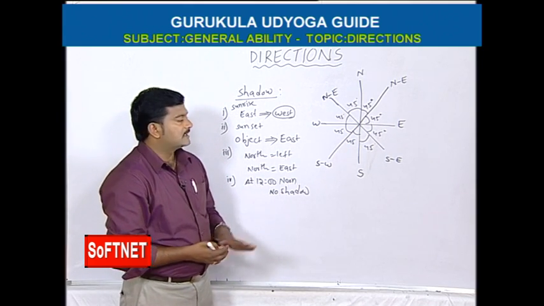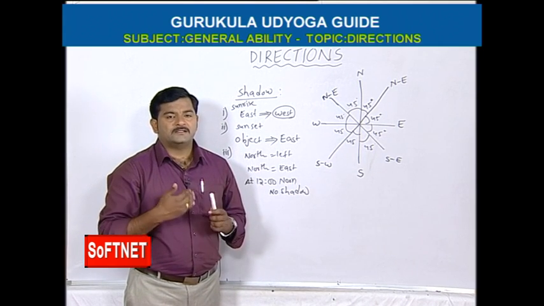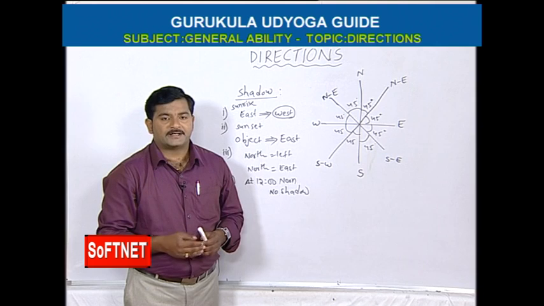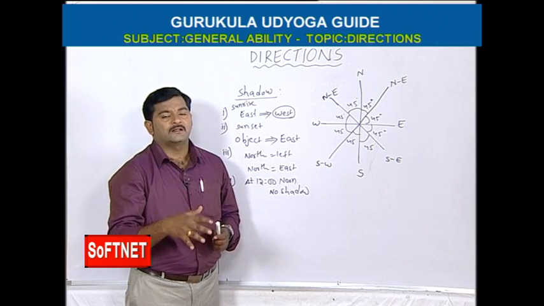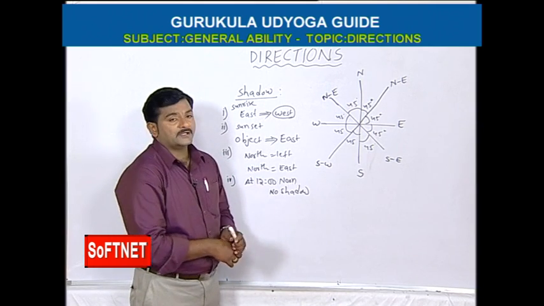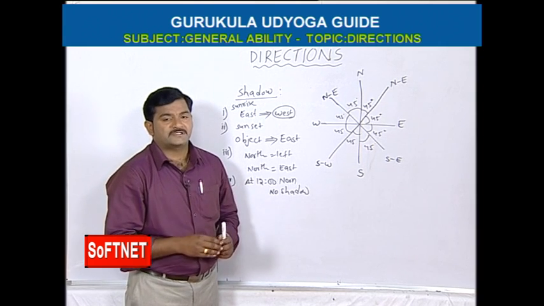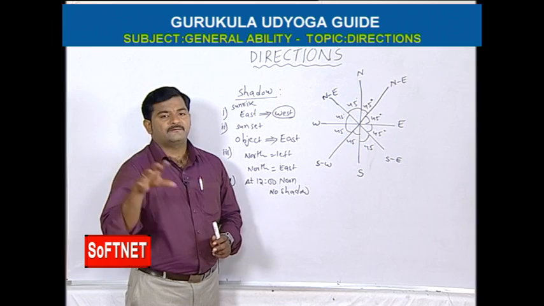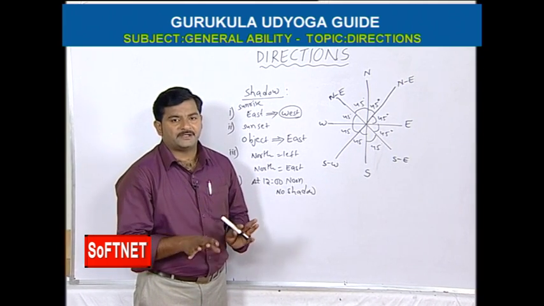That is the third point. And finally the fourth point in shadow is at exactly 12 noon. At exactly 12 noon, since the sun rays are vertically downward, there will be no shadow. So these are the four important and interesting points. Remember, morning time means roughly west direction. Evening time means east direction. So keep these two points in mind. At exactly midday, no shadow.